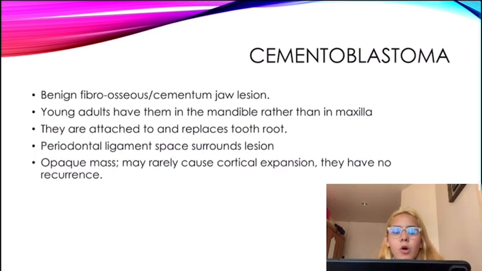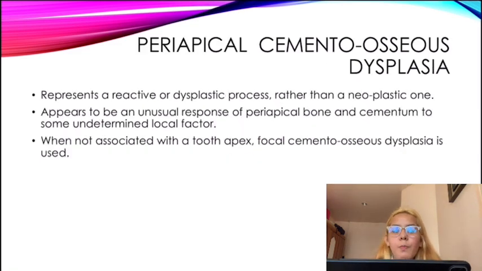Cementoblastoma is a benign fibro-osseous cementum jaw lesion. Young adults have them, in the mandible rather than in the maxilla. They are attached to and replace the tooth root. The periodontal ligament space surrounds the lesion, which is an opaque mass and may rarely cause cortical expansion. They have no recurrence.